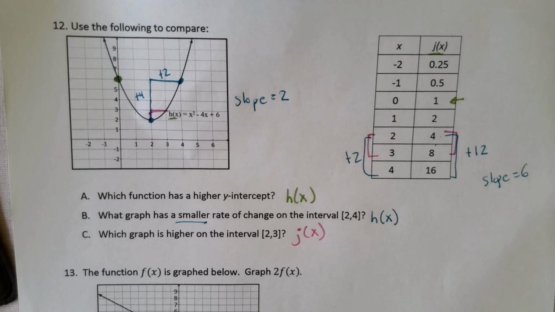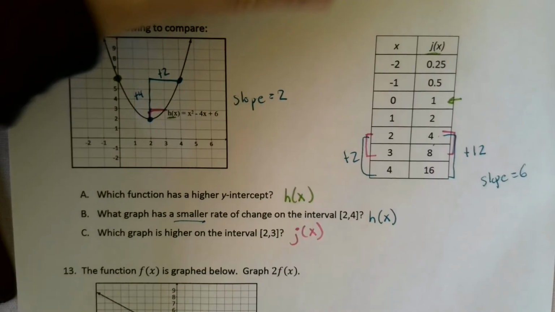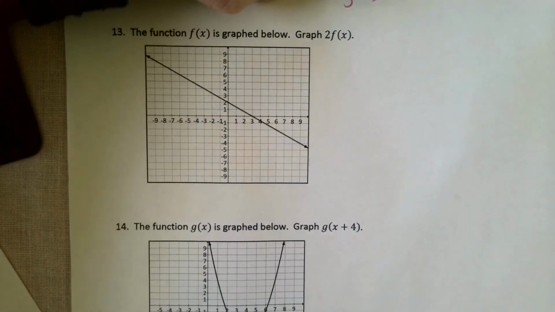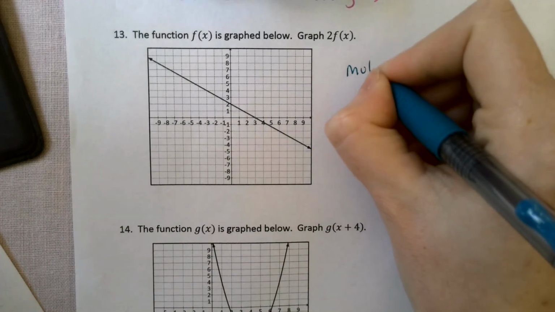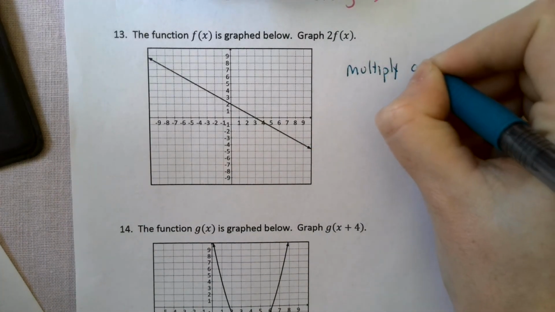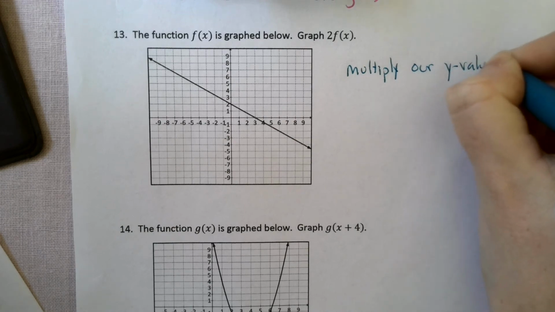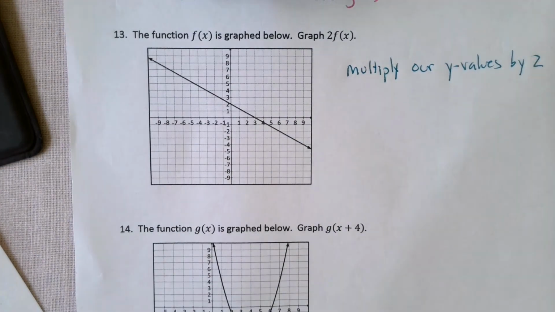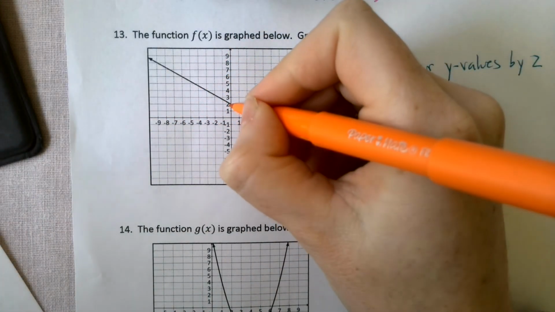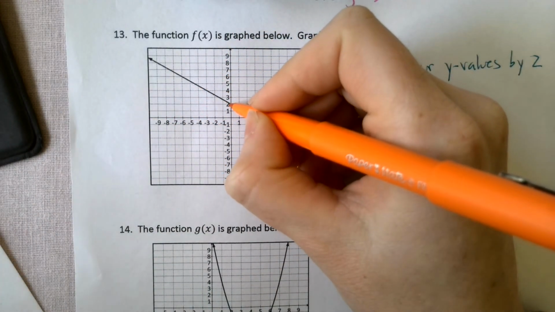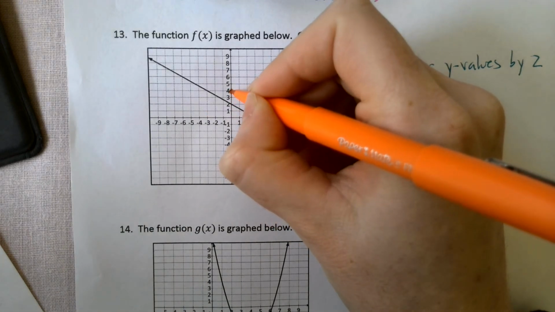Alrighty, cool. So then the very last thing is that we are given a graph and it wants us to graph 2 times it. What this means is that we need to multiply our y values by 2. We're just going to take each y value that we can and multiply it by 2. So I'm going to start here. This is a y value of 2. 2 times 2 gives me 4.